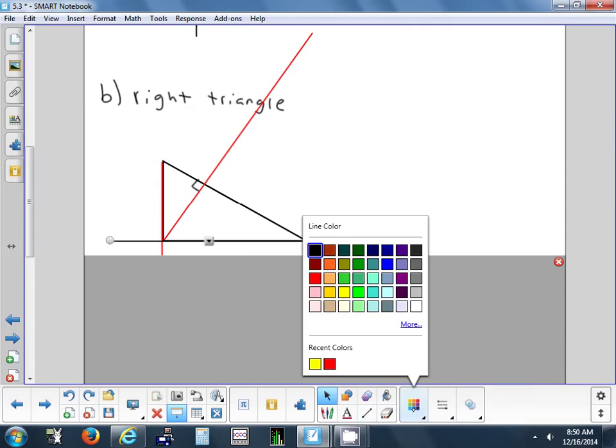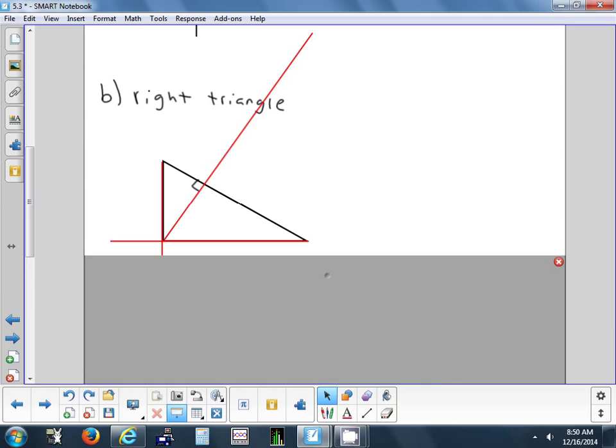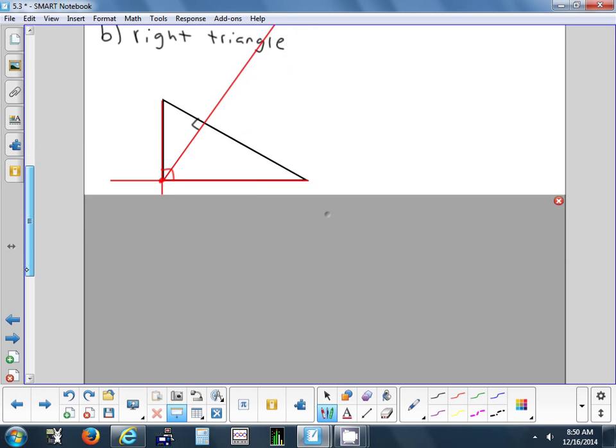So where's the orthocenter this time? On the 90. Yeah, right there. So in a right triangle, that's where your orthocenter is. It's on the 90-degree angle. It also makes little 90 degrees if you look closer.